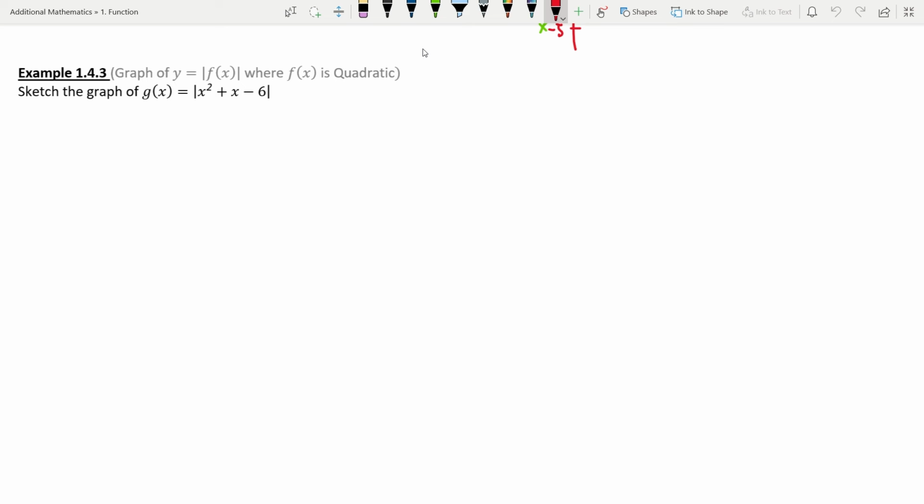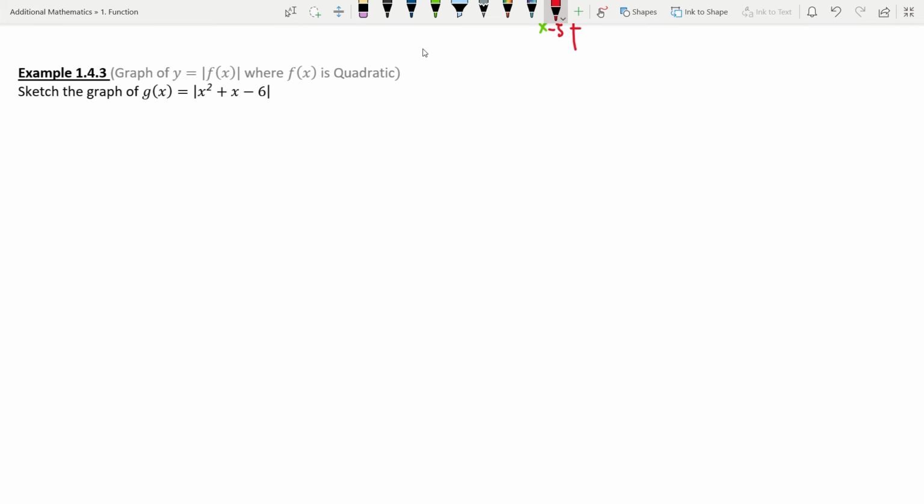Example 1.4.3. Sketch the graph of g(x) equal to modulus x squared plus x minus 6. First, we need to find the x-intercepts and y-intercept of the graph g(x) without modulus. So let's say our g(x) is equal to x squared plus x minus 6. When x equal to 0, g(0) equal to -6. So this is our y-intercept.